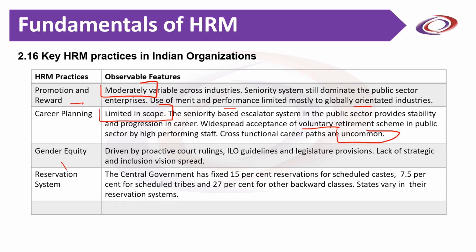Gender equity has seen a positive change. It is driven by proactive court rulings, ILO guidelines, and legislative proceedings. However, there's a lack of strategic and inclusion vision spread, so it still needs to be improved. And finally, the reservation system is there. The central government has fixed 15% reservation for the scheduled castes, 7.5% for the scheduled tribes, and 27% for other backward classes. And also states vary in their reservation systems.